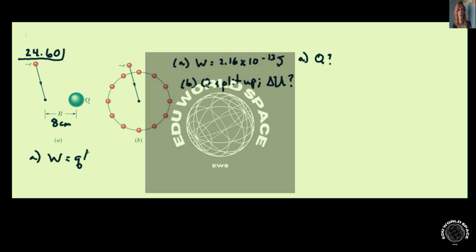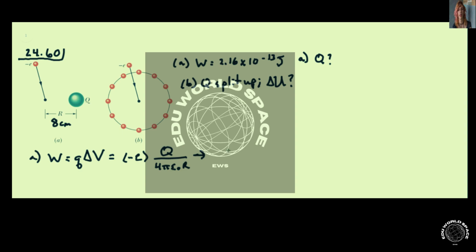So first, we know the work, and that has to be equal to the charge of our test particle times the change in the potential. So then negative e times Q over 4 pi epsilon naught R. This must be equal to what we're given, the 2.16 times 10 to the negative 13th joules.